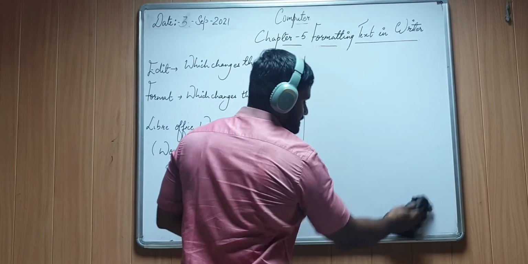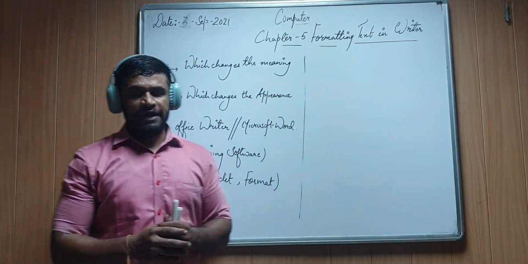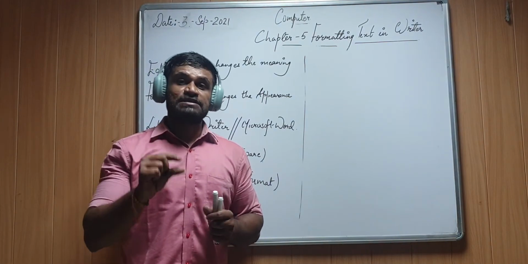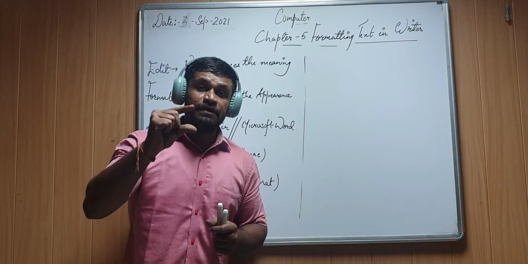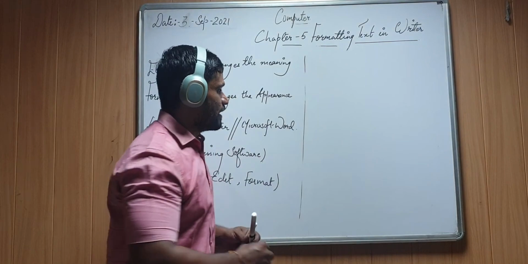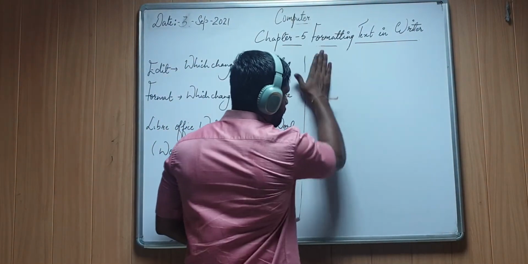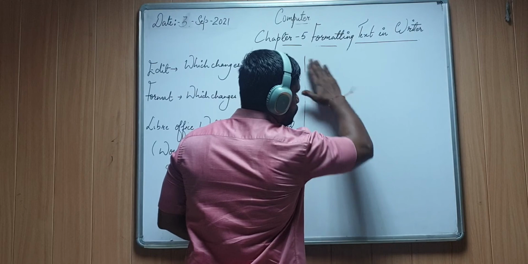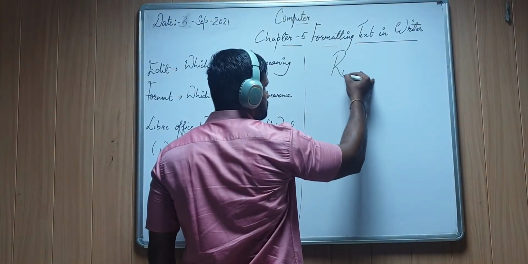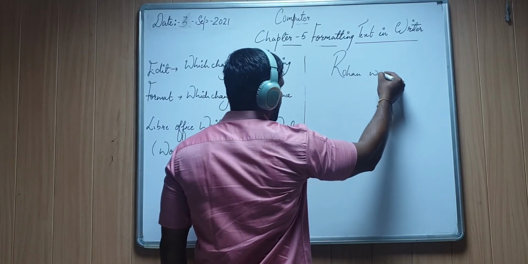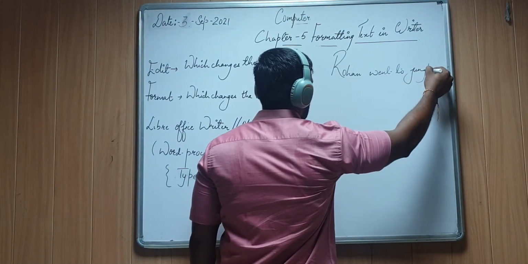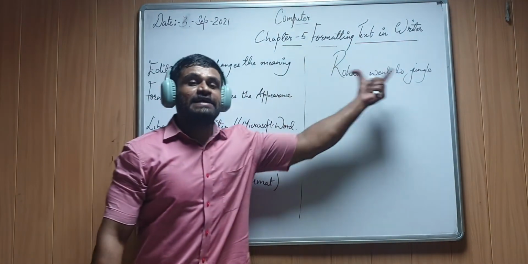Like I had discussed in today's class also, many of you have read storybooks. In those storybooks, we have seen that the first letter of the paragraph is a little bit large in size in comparison to the other words. Just for an example, if I write a line from a storybook, let's write a line. I'll write: Rohan went to jungle.